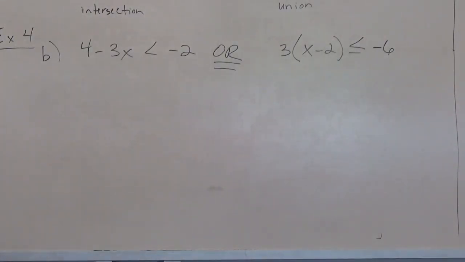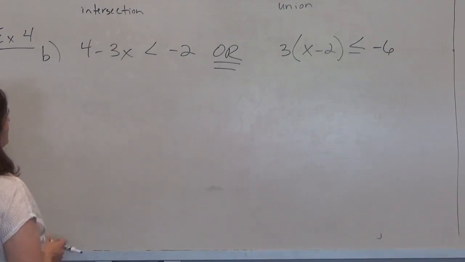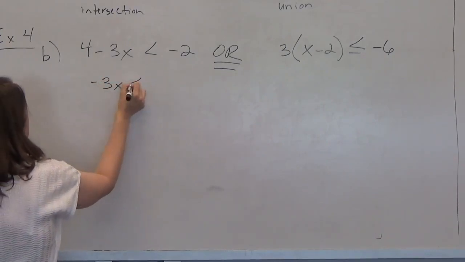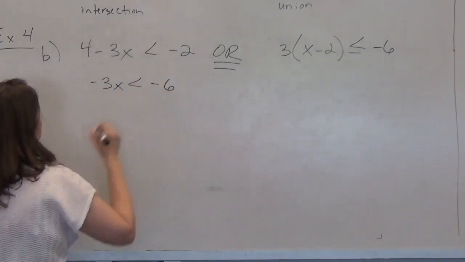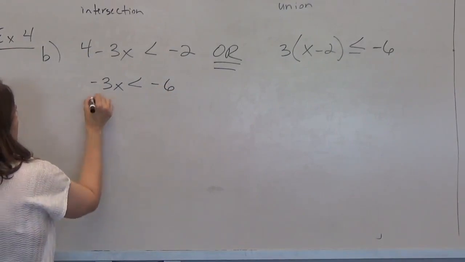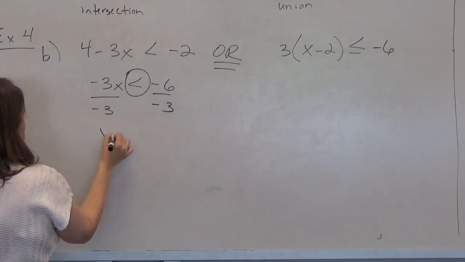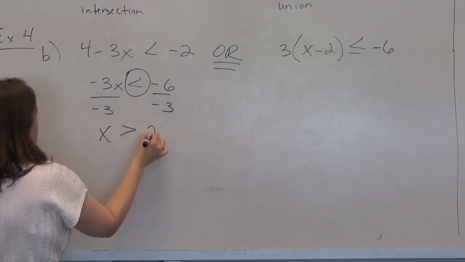Example 4, part B, we need to solve and express our answer in interval notation. 4 minus 3x less than negative 2, or 3 times (x minus 2) less than or equal to negative 6. So we'll go ahead and solve each for x. Subtract 4 on both sides, you'll have negative 3x is less than negative 6. Divide by negative 3, and because you're dividing by a negative, you have to make sure you flip your inequality symbol. So you'll have x greater than positive 2.